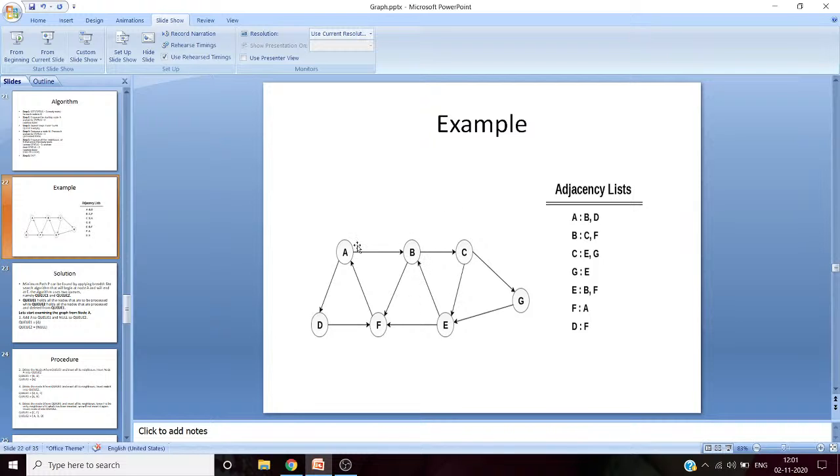If we are traversing from A to B, there is a direct edge. So A will contain B, D. This is the adjacency list. B will have C and F as its neighbors, only directed edges. C will contain E and G. G will contain E. E will contain B and F, and similarly F will contain A, and D will contain F. This is the adjacency list.